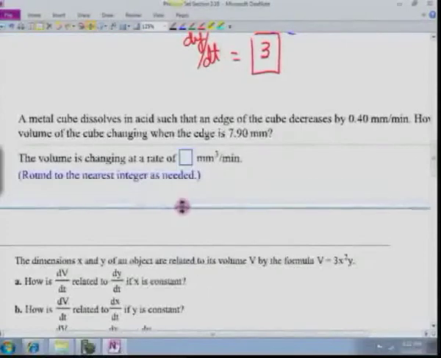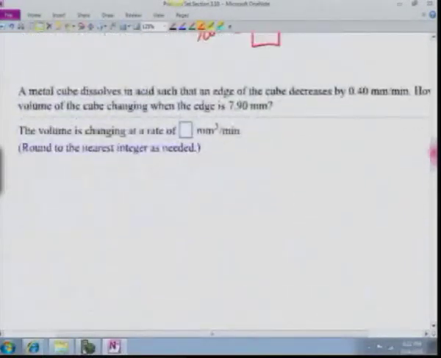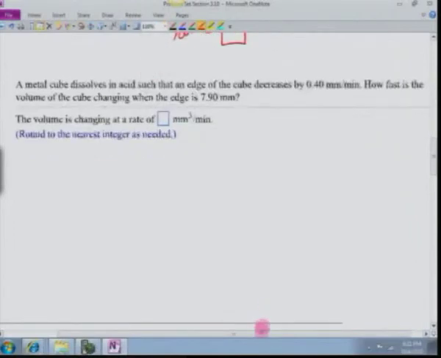Let's look at this one. This is where we've got to do our own stuff. Okay, a metal cube dissolves in acid. So just picture you've got this cube, you put it in some acid. That's an interesting thought. Such that an edge of the cube decreases by 0.40 millimeters per minute. Decreases, and then you have a rate. So is this a dt? Yes, that's going to be a dt. That's a derivative. How fast is the volume of the cube changing? Is that a derivative? That's a rate.